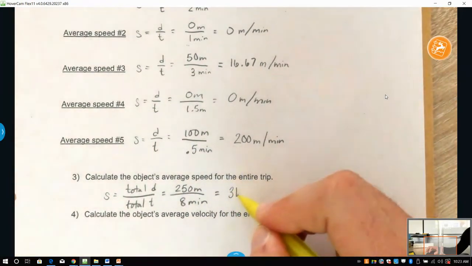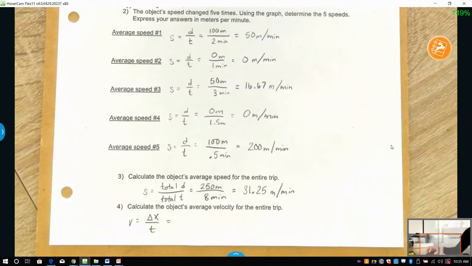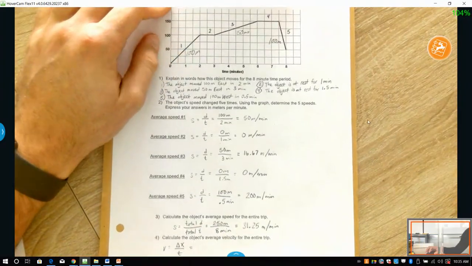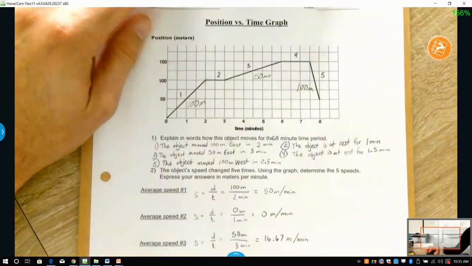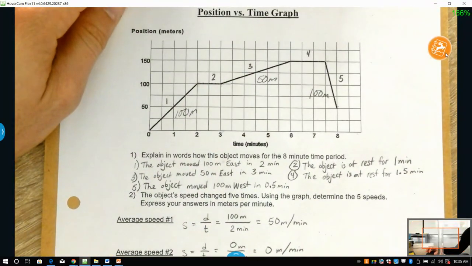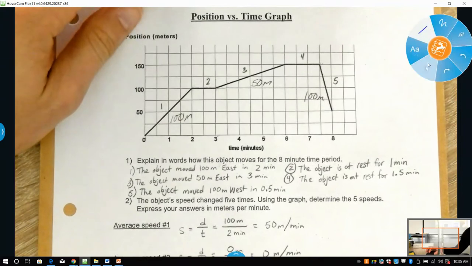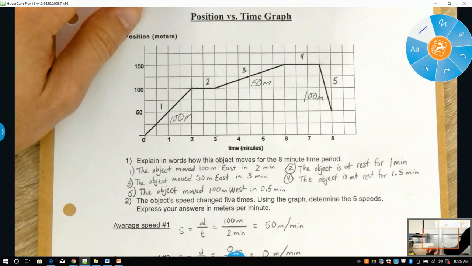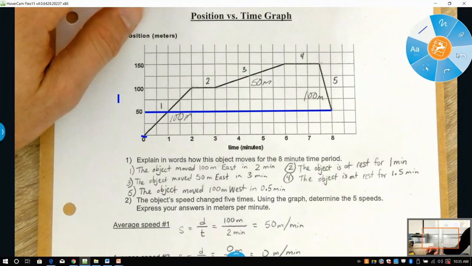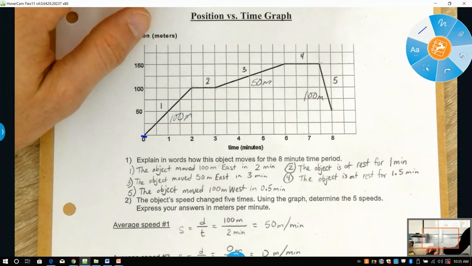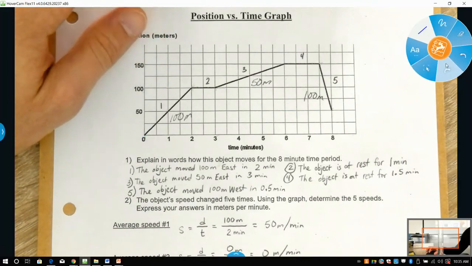And that's going to come out to be 31.25 meters per minute. Displacement. Sorry. What we have to do is figure out how far we are from where we started and in what direction. So we started obviously down here at 0 because that was where we were at time 0. We ended here at the 8-minute mark, and it took us here to 50. Now we're above our x-axis line, and we said that was going to be the positive direction. Again, that could be north, it could be east, depending upon what you decided to choose in the beginning.